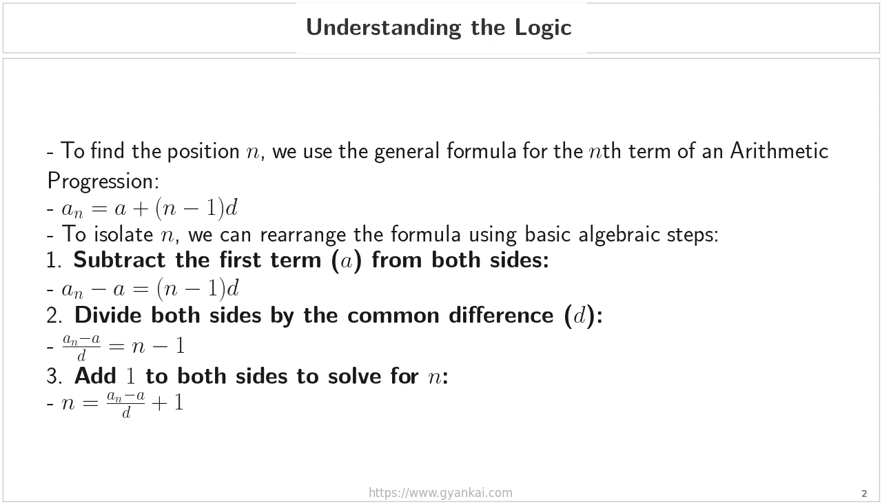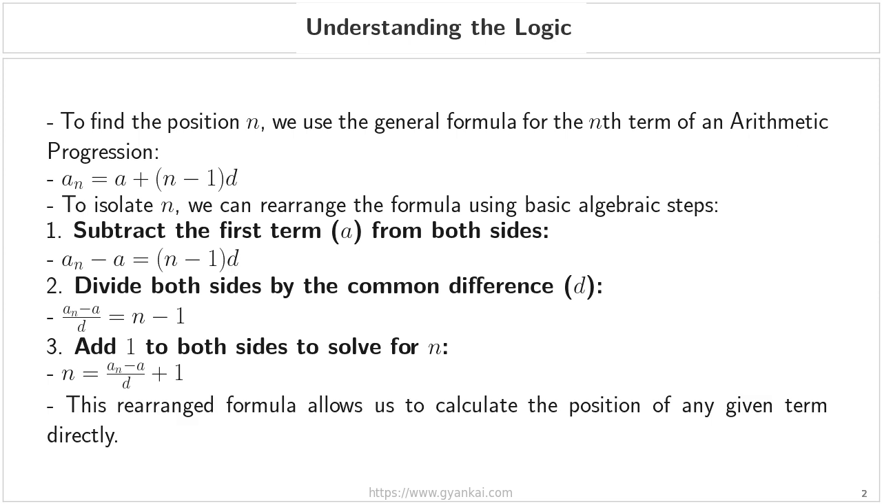Finally, to solve for n completely, we need to undo that subtraction of 1. So, we add 1 to both sides. This gives us our new, rearranged formula. n equals the quantity a sub n minus a, all divided by d, plus 1. By using this rearranged version, we don't have to do all those algebraic steps every single time. As you will see in the next slide, we can use this direct formula to jump straight to the answer.